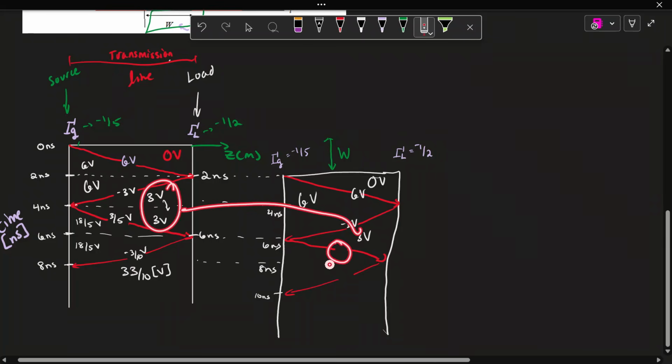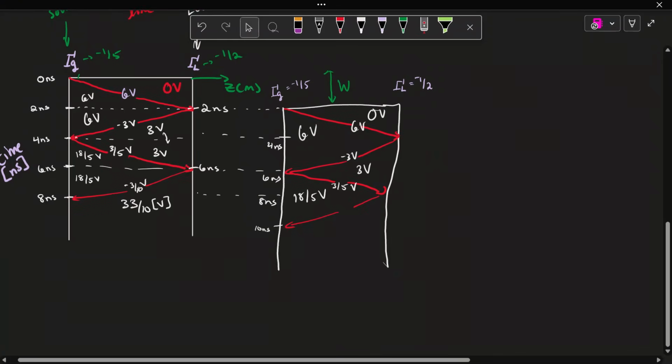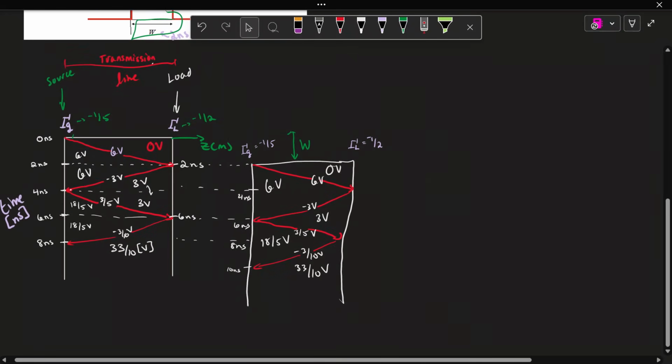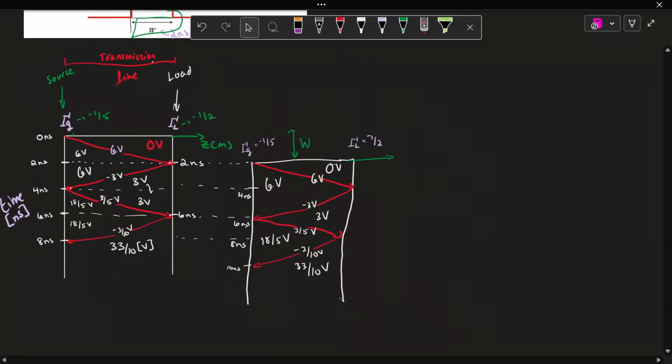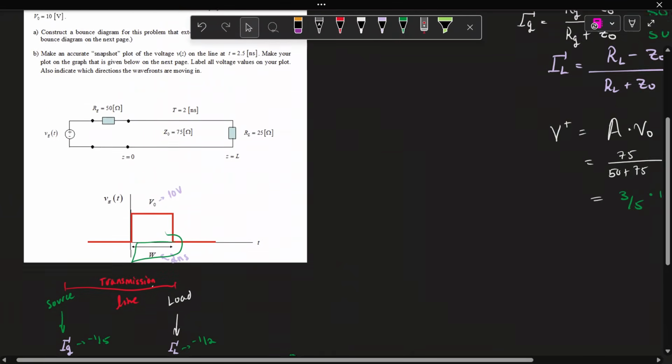So what goes here? This 3/5. So this is 3 over 5 volts. 3 plus 3/5, sorry, 18/5. Wow. So once you graph one bounce diagram, you really don't need the other one. You just make another picture of this picture frame, and you literally just copy the values. No need for extra calculations. Now you're done with part A.